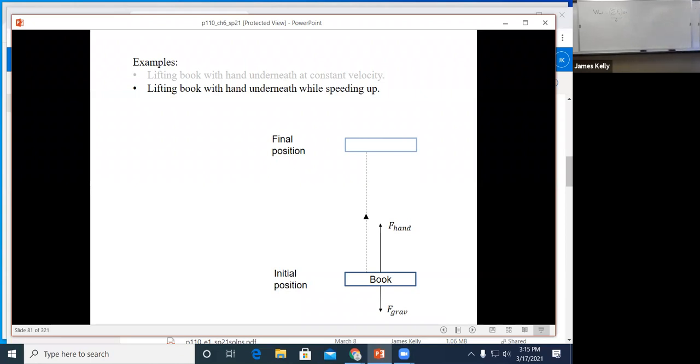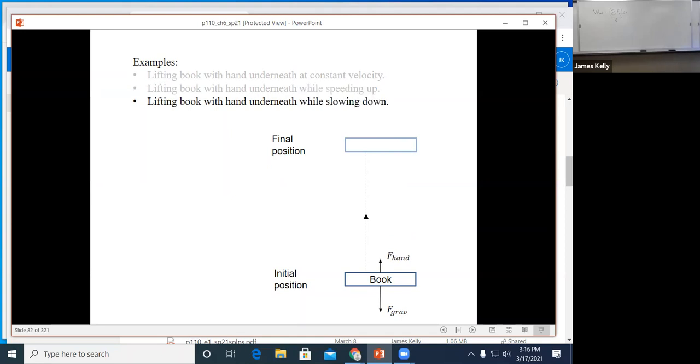Now, if I accelerate it upwards, in other words, going faster and faster vertically as it rises, to do that, it's got to accelerate up. And that means my hand force has to be bigger than the gravitational force in magnitude. So there's a net force upward. And that means my hand is going to be doing more positive work than gravity is doing negative work. And so there would be positive net work done on the book in this case.